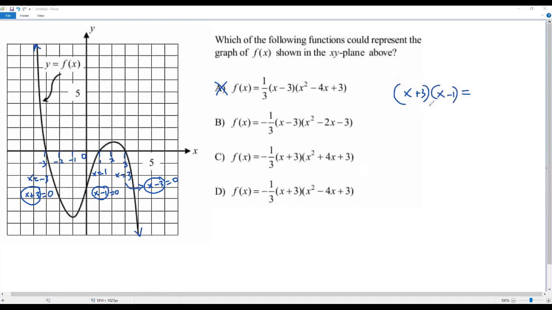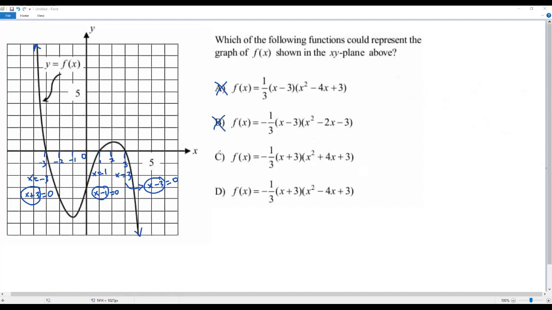We can use the FOIL method to multiply these two binomials. That is, x times x is x squared. x times -1 is -x, positive 3 times x is positive 3x, positive 3 times -1 is -3. Here x squared, when I combine -x and positive 3x, I'm getting positive 2x, -3. So when I multiply these two linear factors, I'm getting the quadratic factor x squared + 2x - 3. But here I'm getting x squared - 2x - 3. So the product of the remaining two linear factors is not equal to the quadratic factor we have over here. So answer choice B cannot be correct. We can reject answer choice B.